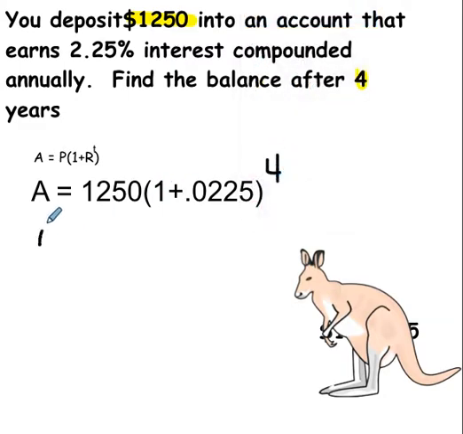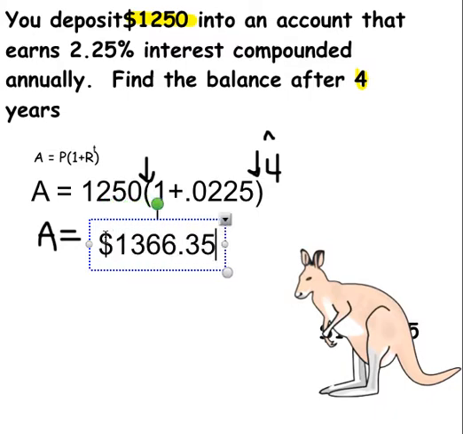Now you have to use a calculator for this, and you have to type it in exactly how you see it, including the parentheses. And when you get to this little 4, you're going to have to use that little caret key. So I'm going to type it in like this. 1250 parenthesis 1 plus 0.0225, close the parenthesis, caret key, 4 equals. My answer for this one is money, dollar sign $1,366.35. That is the answer to this first one.